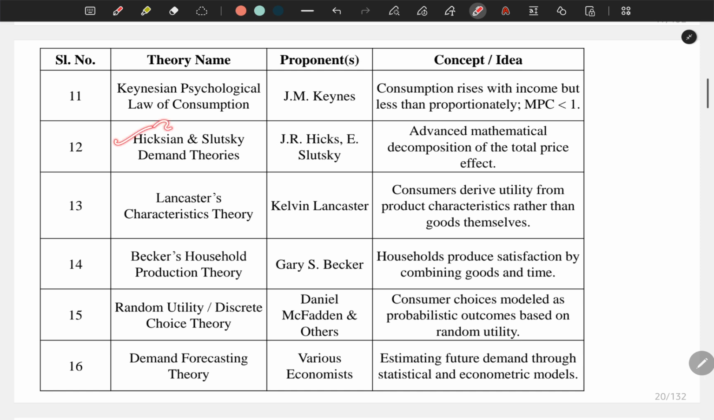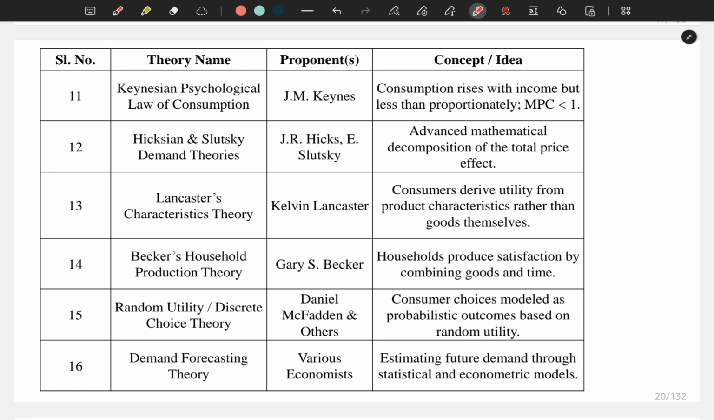The Hicksian or Slutsky demand theories explain the advanced mathematical decomposition of the total price effect. When it comes to Lancaster's characteristics theory, given by Kelvin Lancaster, consumers derive utility from product characteristics rather than the goods themselves. So they look at product characteristics instead of goods.